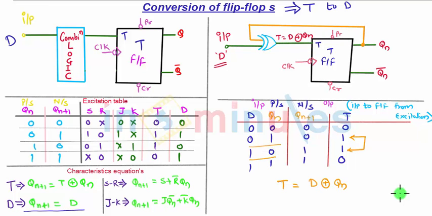So here is the final diagram for conversion of T flip-flop into D flip-flop, with this combinational logic replaced by an XOR gate, through which D XOR Qn, a combination between input and present state, excites the T flip-flop in such a way that it will behave as a D flip-flop. That's all about the conversion of flip-flops.